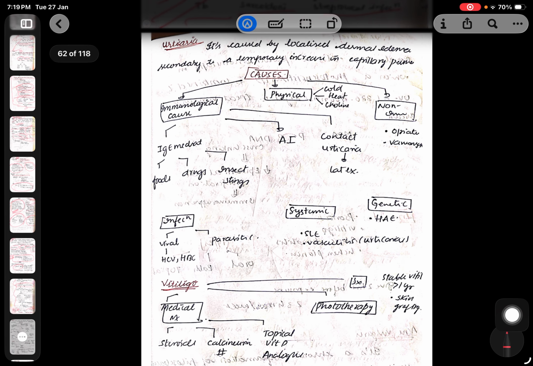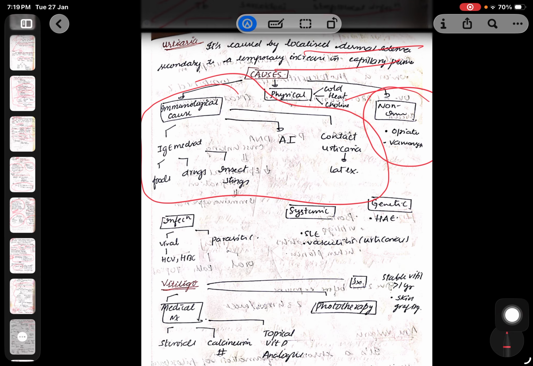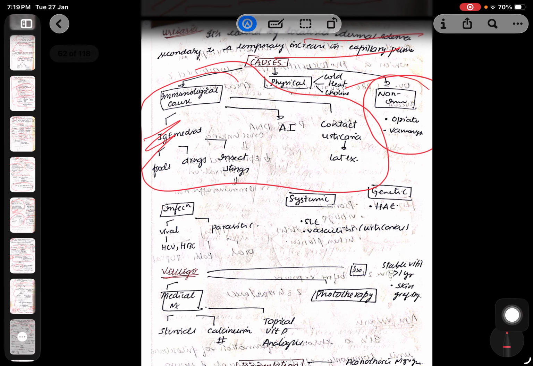Then urticaria. It's a localized dermal edema due to a temporary increase in capillary pressure. It might be due to physiological, immunological, or non-immunological causes, broadly speaking. The most common is IgE mediated. There's nothing to explain here; you just have to know things. Again, while writing causes, you have to know the infection. As I told, go with Robbins pathology.